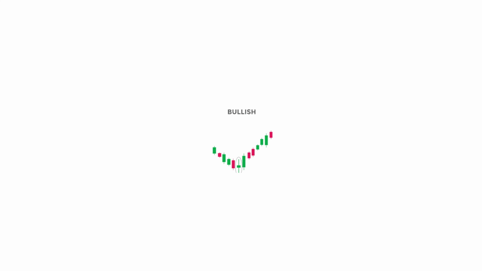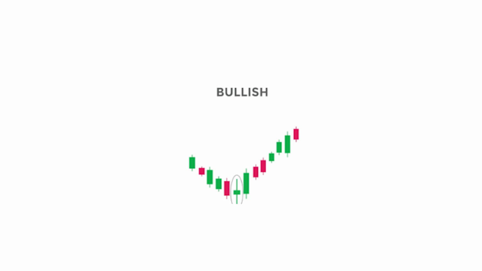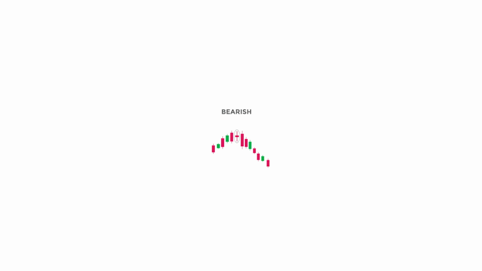Bullish spinning top. This pattern occurs when the opening and closing prices are close to each other but higher than the low of the day, indicating potential bullish sentiment. Bearish spinning top. This pattern occurs when the opening and closing prices are close to each other but lower than the high of the day, indicating potential bearish sentiment.